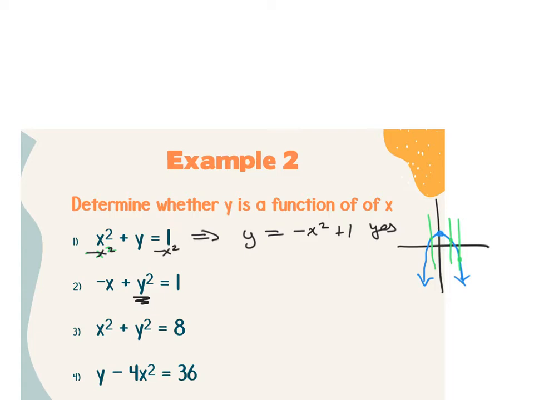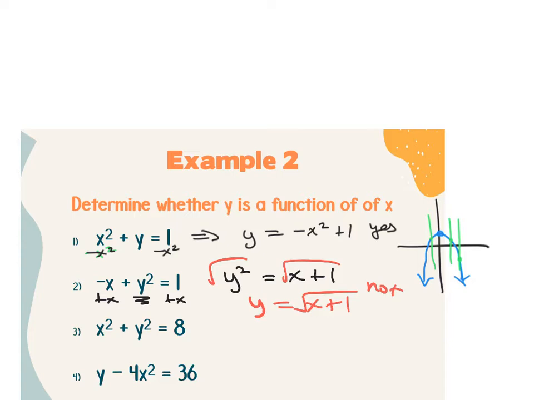Even if I try to rearrange it, you're going to see that you get y squared equals x plus 1. If I were to solve for y, I'd be square rooting both sides. So this is not a function because all you really had to look at was the y squared. Same thing on the next one. Y is raised to an even exponent, so this one's not a function.